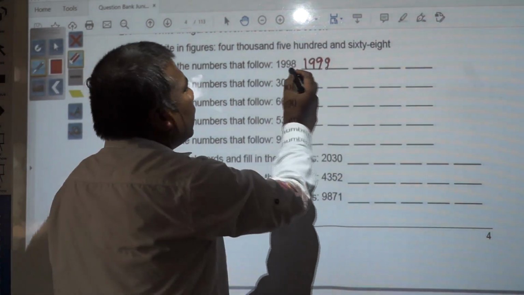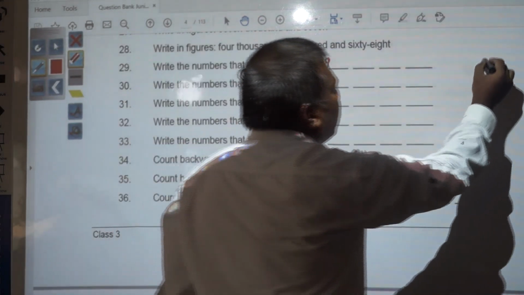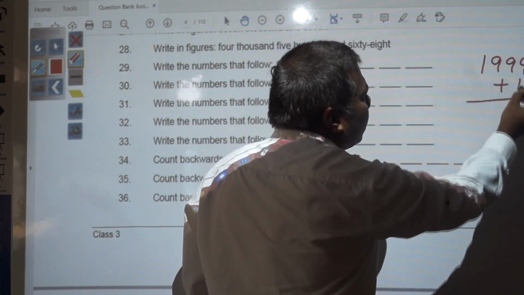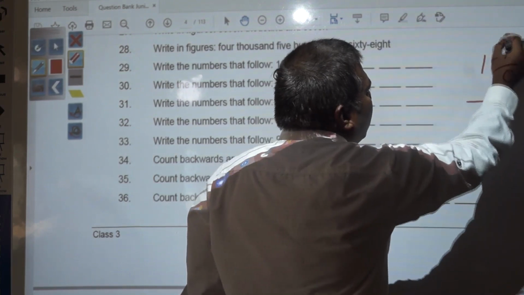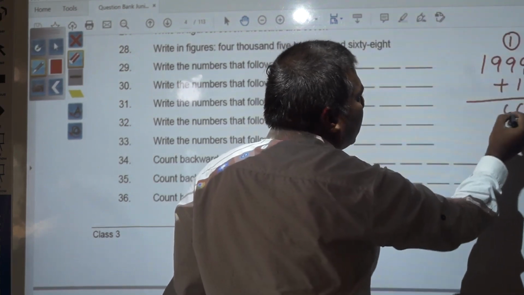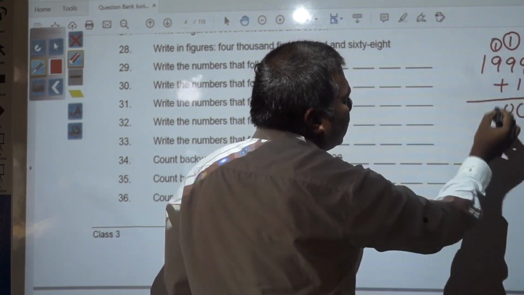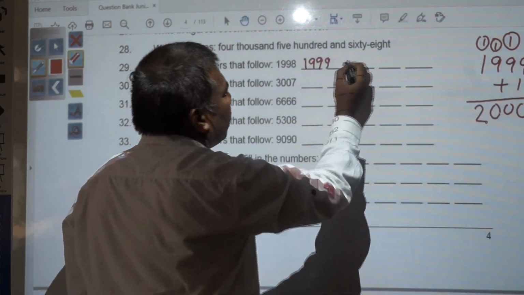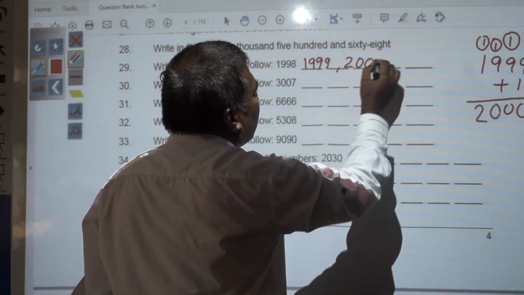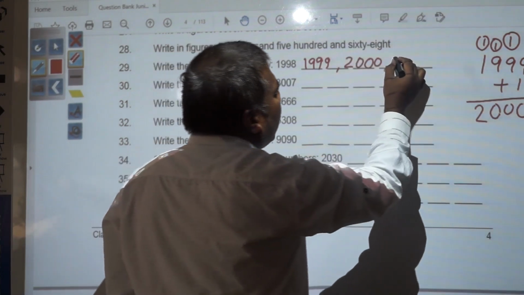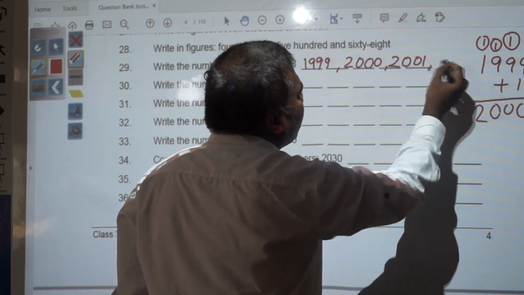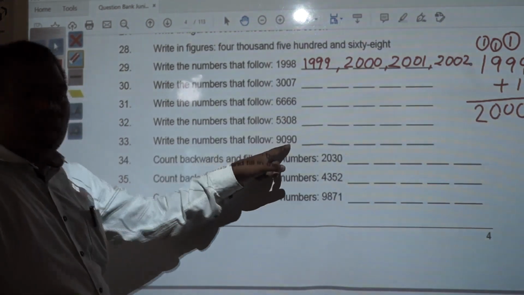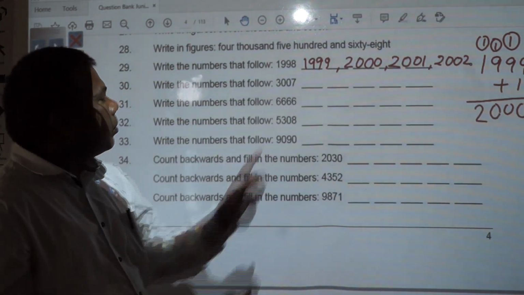Next number, what will you have? Here you add, you have 1999. If you are adding 1, what will you get? 9 plus 1 is equal to 10. 1 in hand, 1 and 9 is equal to again 10. 1 in hand, 1 and 9 is equal to 10. 1 in hand, 1 and 1 is equal to 2. So you will have the next number 2000. Then the next number, you add 1, 2001. Next number will be 2002. In this way these numbers also are required to be added.